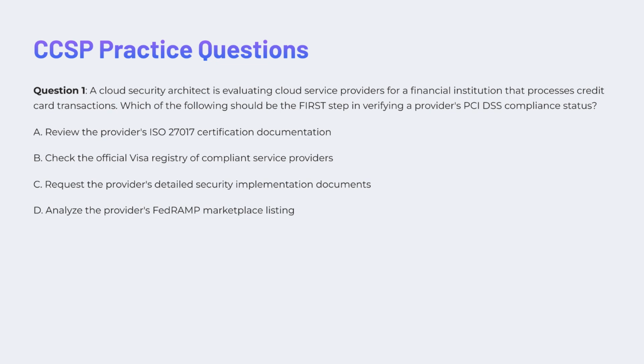A. Review the provider's ISO 27017 certification documentation. B. Check the official Visa registry of compliant service providers. C. Request the provider's detailed security implementation documents. D. Analyze the provider's FedRAMP marketplace listing.